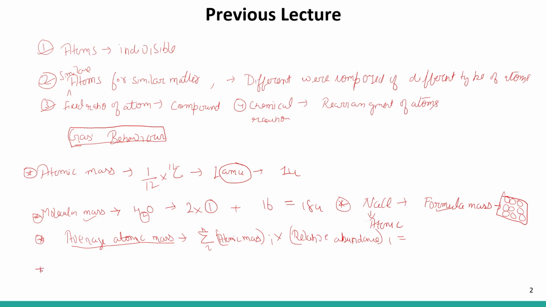The last thing we discussed was the mole concept. So why do we use the mole concept?